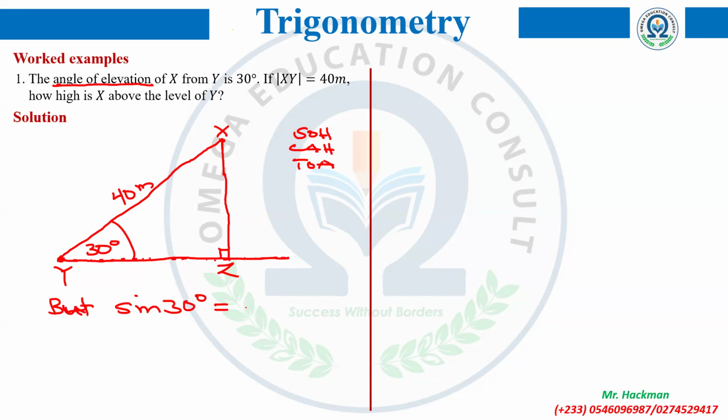So now what do we do? We are going to look at the opposite, which is what we don't know, the length of XZ, all over our hypotenuse, which is 40 meters. But remember the ratio: this will have a unit of meters, and this will also have a unit of meters, so they will cancel. So when you are substituting, ignore the unit. Is that clear?